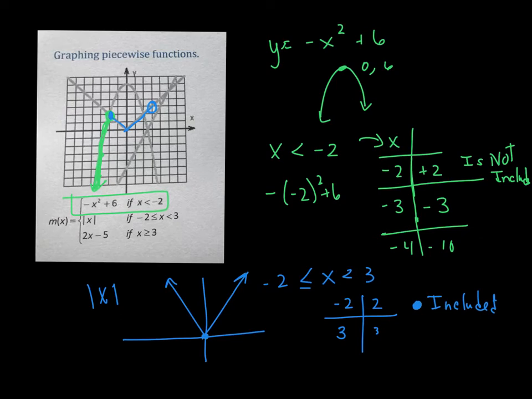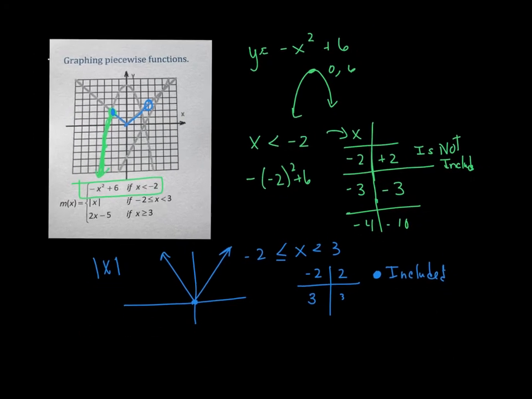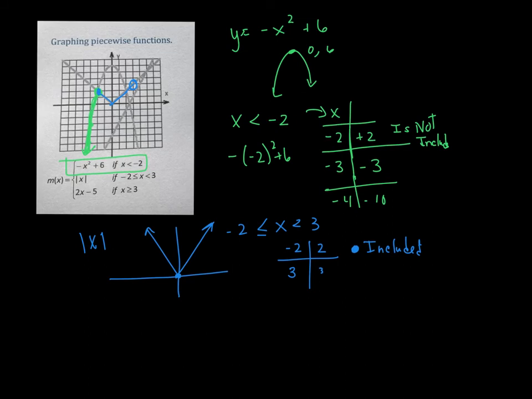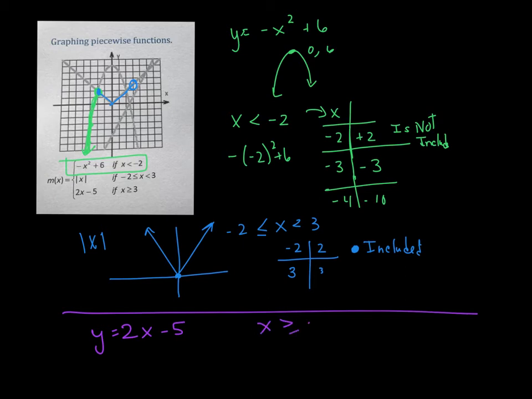And then the last one I'm going to do is my line. And the line that I have for this is 2x minus 5. Again, the domain for this, x must be greater than or equal to 3. So I can go ahead and start with 3 here. This point is included, so it is a solid circle.